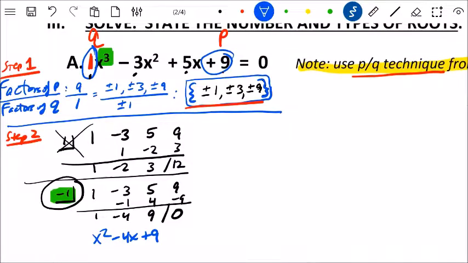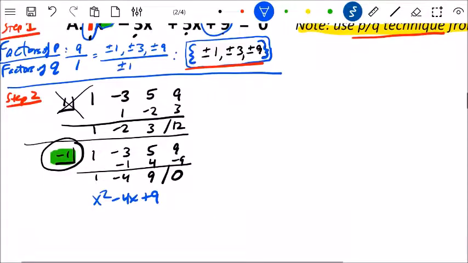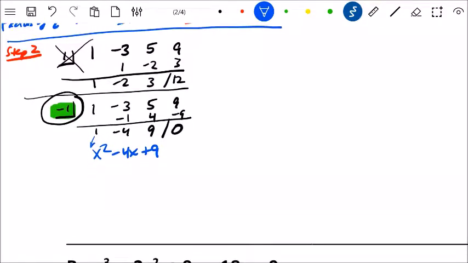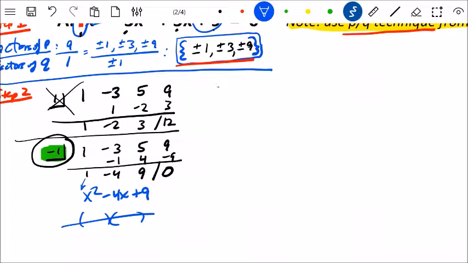That is because we go one less exponent from the original. So this becomes x squared, and we have the 1 in front, 1x squared minus 4x plus 9. So now what we need to do is solve this one. Oh, except that can't be factored. If I try this, it can't be done. So that means we have to use the quadratic formula.